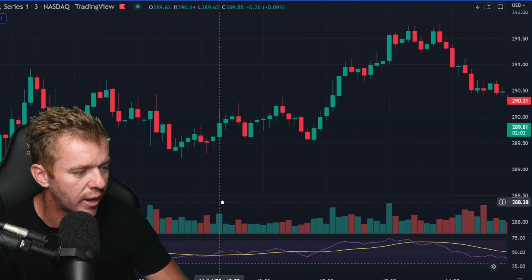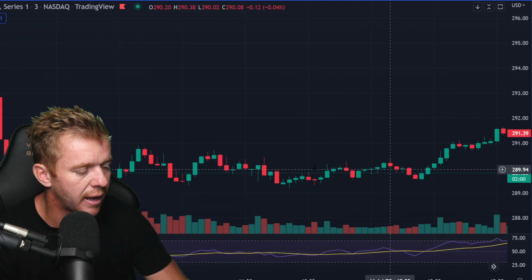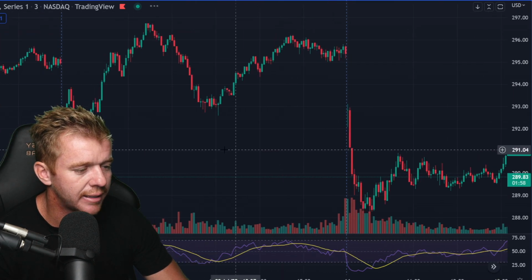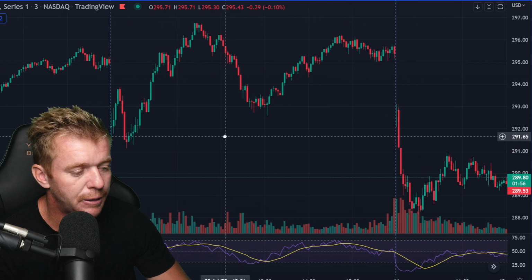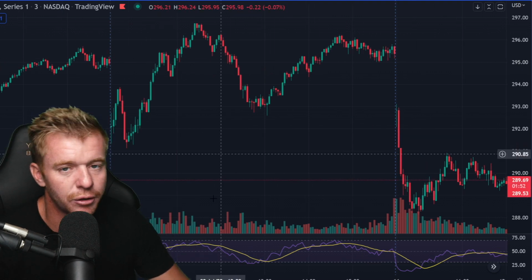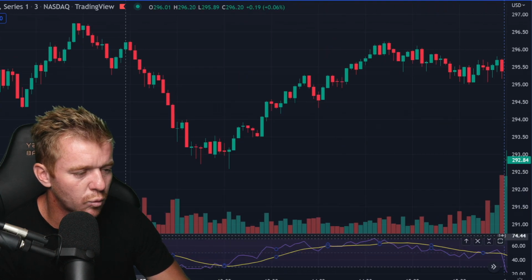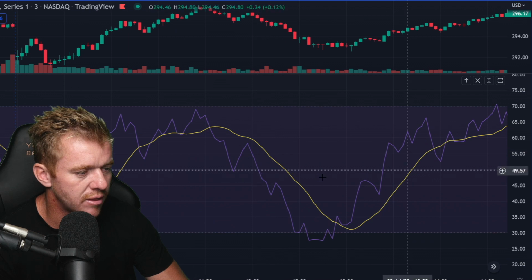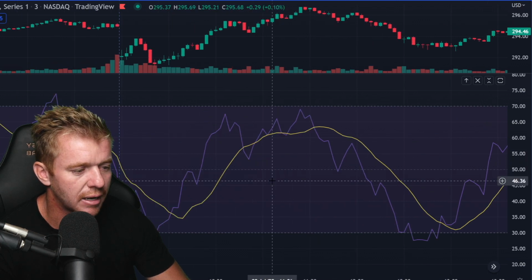We went sideways, had a little push later in the day, but again, the RSI gave us that indicator: we're at an extreme high, we're at an extreme low, and that's exactly what I'm looking at. For me, I'm not really worried about when the RSI is in the middle. I'm not thinking about it.